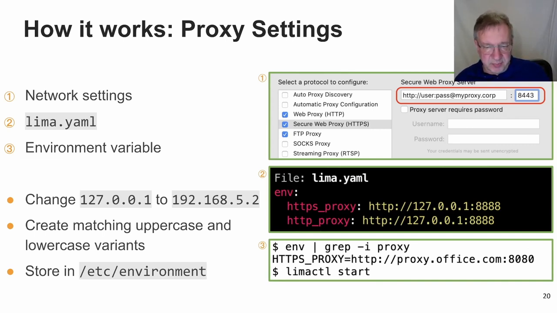So once we have the final settings here, we change any references to localhost or 127.0.0.1 to the gateway host address, because otherwise we would not be able to access a local proxy running on the host. There's no standard of using uppercase or lowercase variants of the proxy variables, so we create matching uppercase and lowercase names if one variant does not exist, and we make sure they have matching values. Finally, we store those values in /etc/environment inside the VM. So any shell session, any SSH session, any program started from those sessions will automatically inherit these proxy settings.